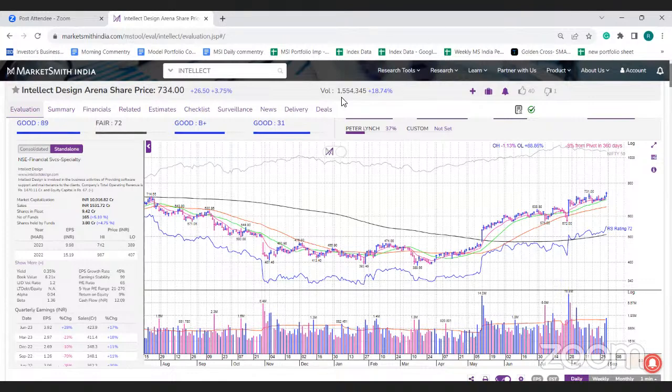And coming to Intellect Design, the stock has advanced sharply after reclaiming its 200 DMA in May. The stock has moved higher and higher, and currently it is trading near 2-week highs, just 1% below that. EPS is also looking very good, but there is no proper base formation. That is the only concern. RS rating is also improving.